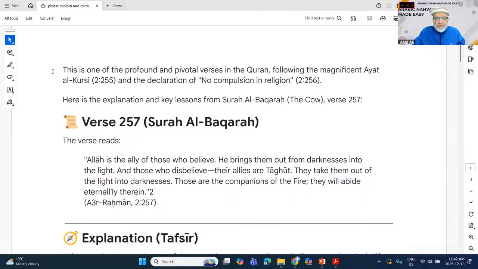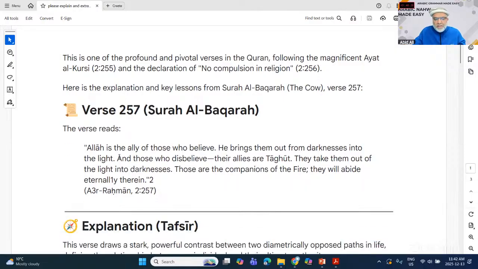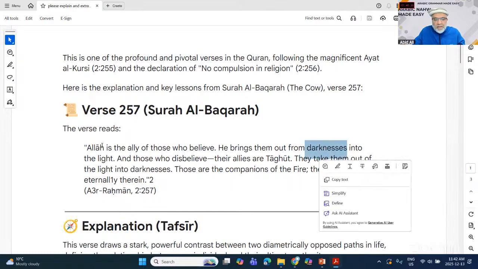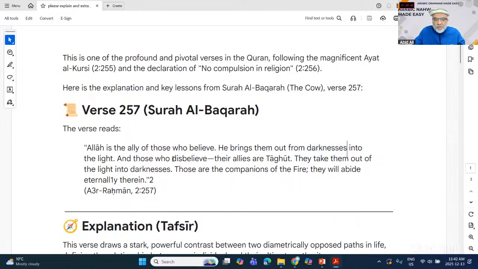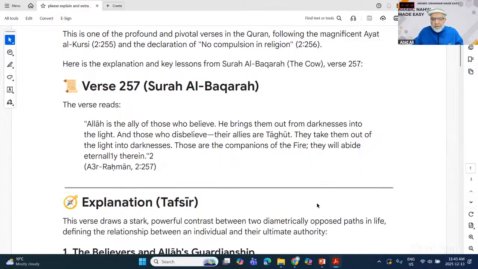What is the meaning of this ayah? Allah is the ally of those who believe. He brings them out from darknesses, plural, darknesses, into the light. And those who disbelieve, their allies are taghut. They take them out of the light into the darkness. Those are the companions of the fire. They will abide eternally therein. I'm sure I don't have to explain the meaning.